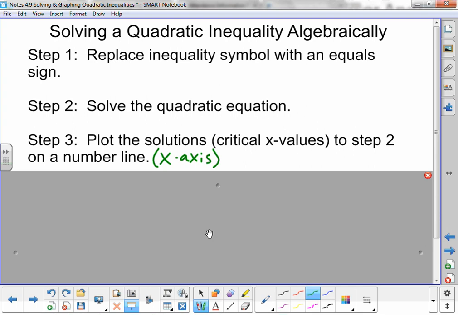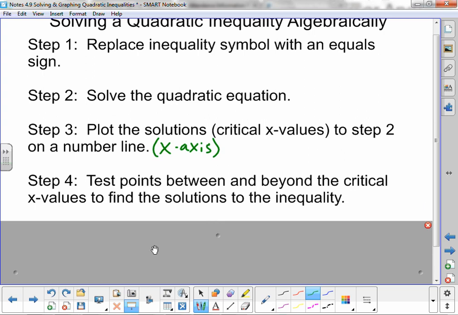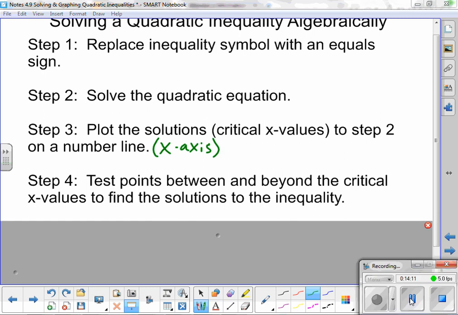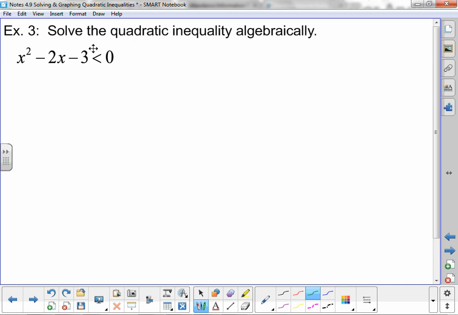All right. We don't really care about the y-axis because we're just solving for x's, so x-axis. And step 4 is to test the point. Sorry about that, I lost my place. So step 3, plot the solutions, the critical x values from step 2, on a number line, that's going to be your x-axis. Step 4, you're going to test points between and beyond the critical x values to find solutions to the inequality. So a lot of steps here, but it's actually not too bad.